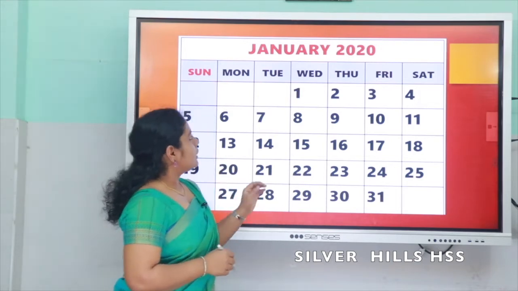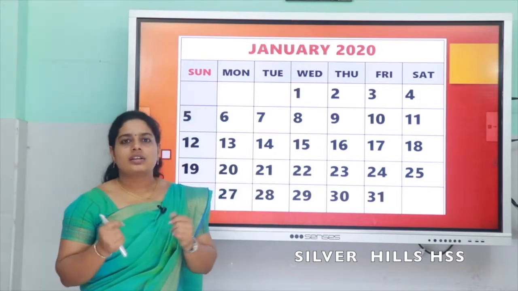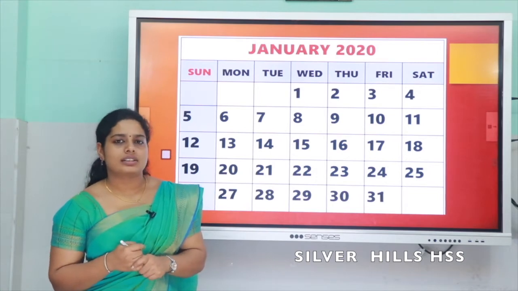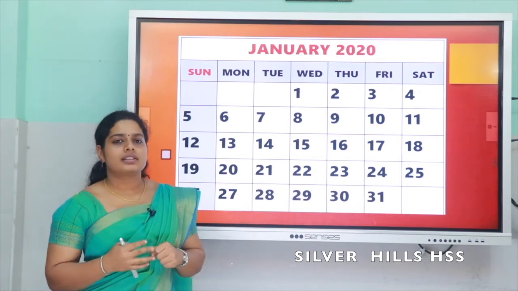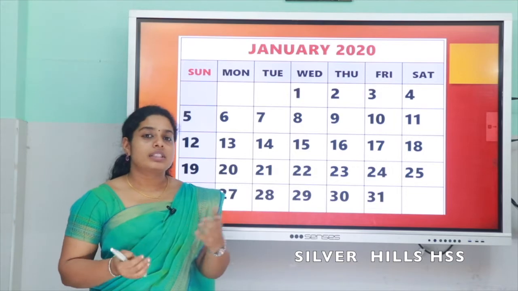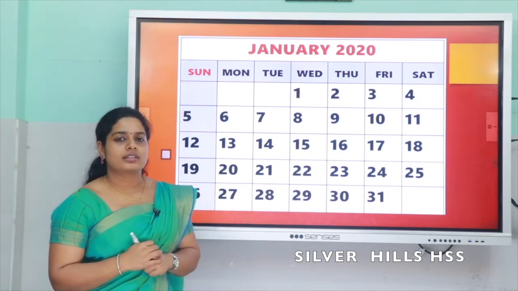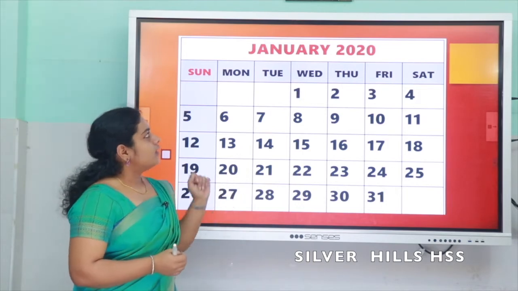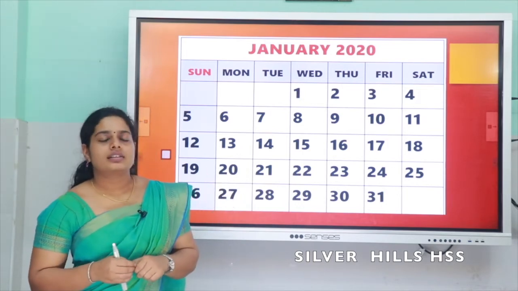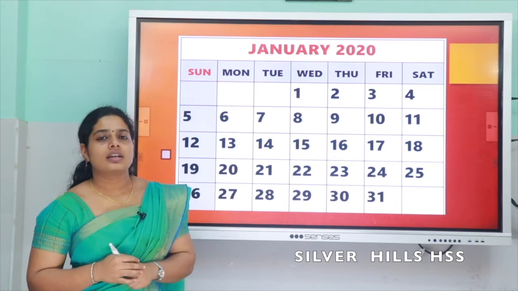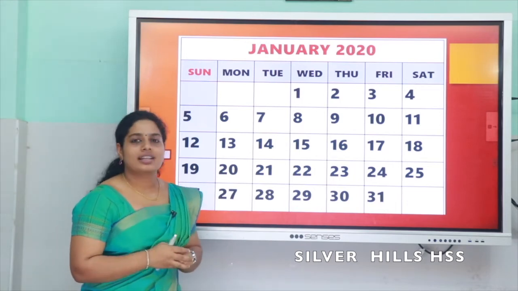And we know that the number of days in all the months is not the same. Some months have 30 days, some have 31 days, and February has 28 or 29 days. So the total days in months are not equal. What is the trick in that?